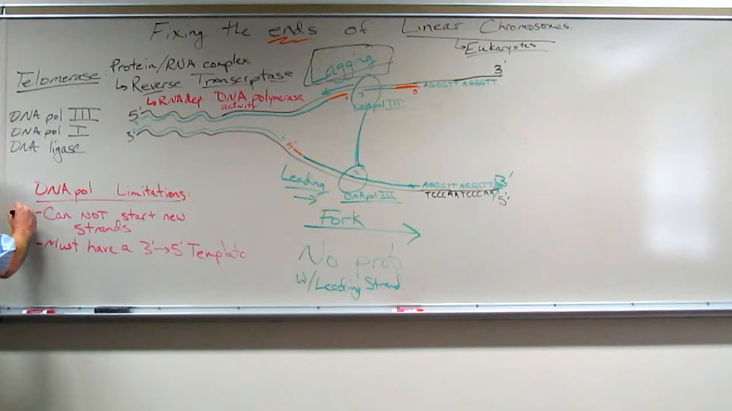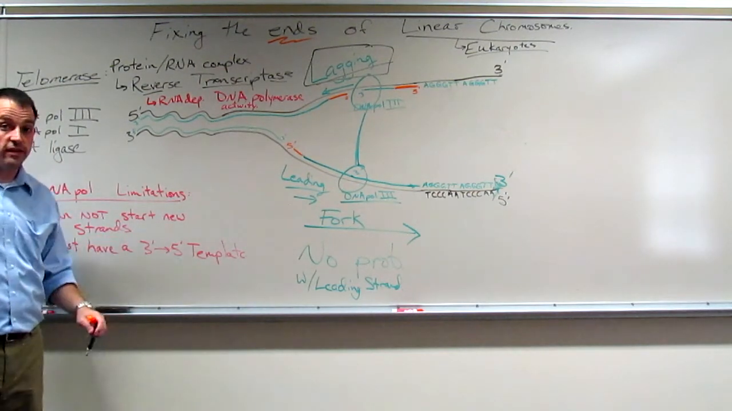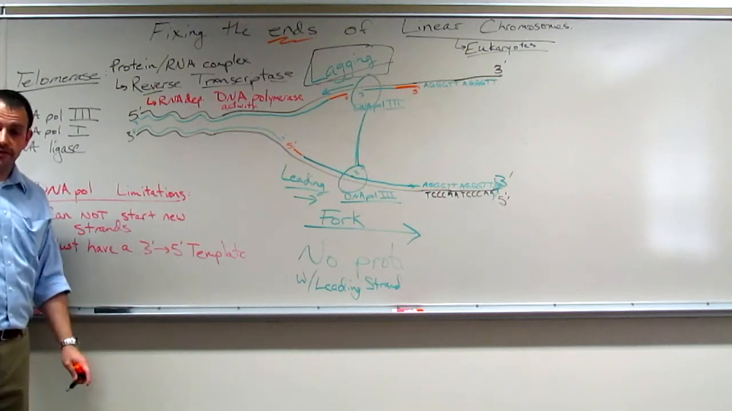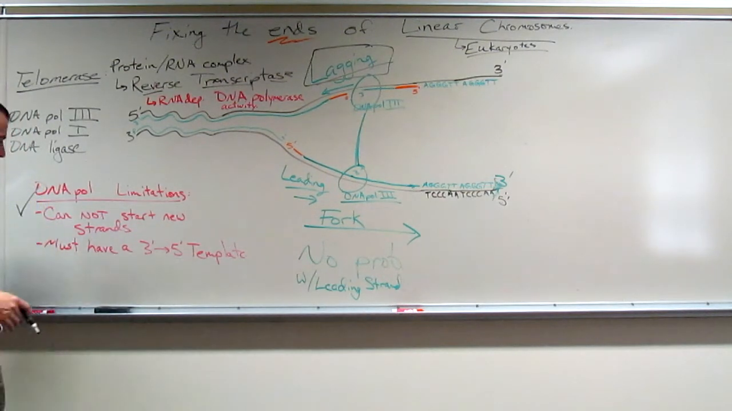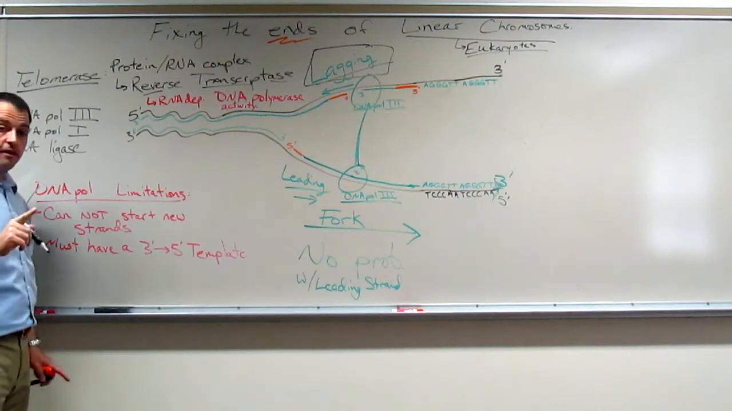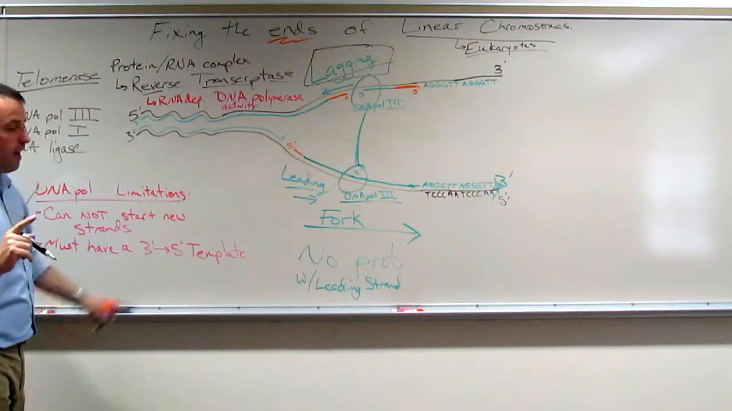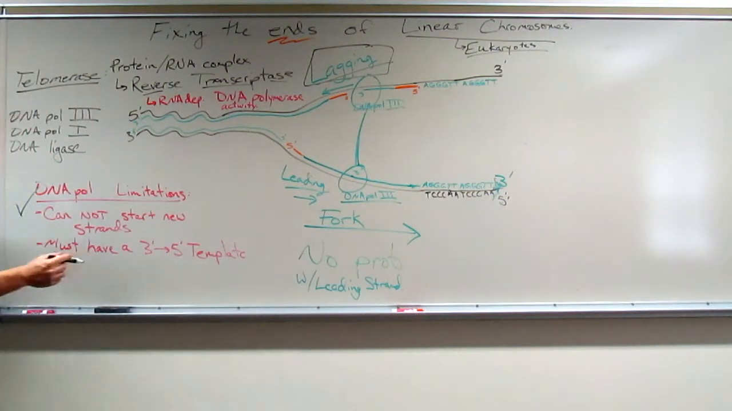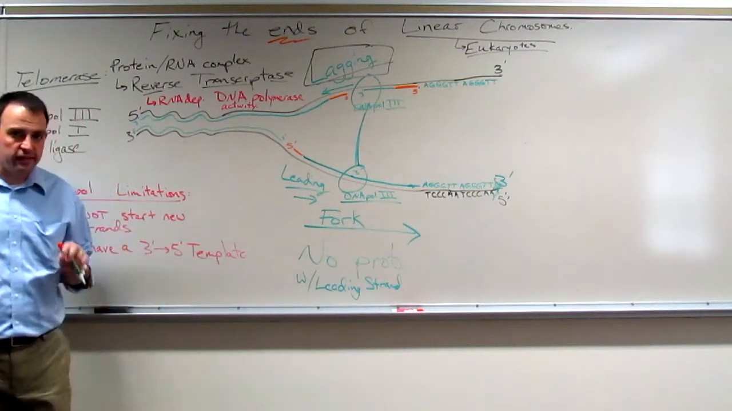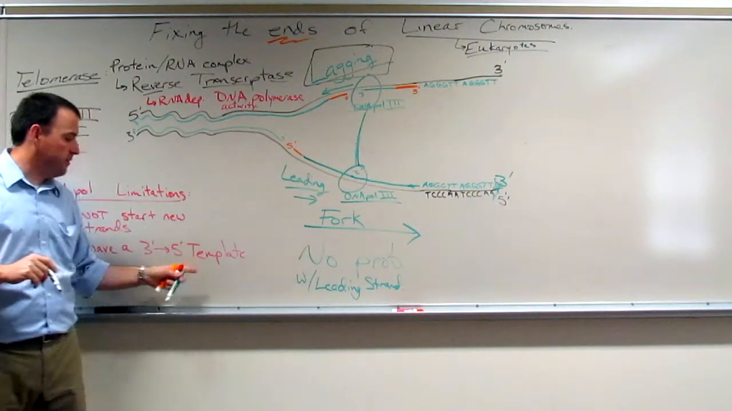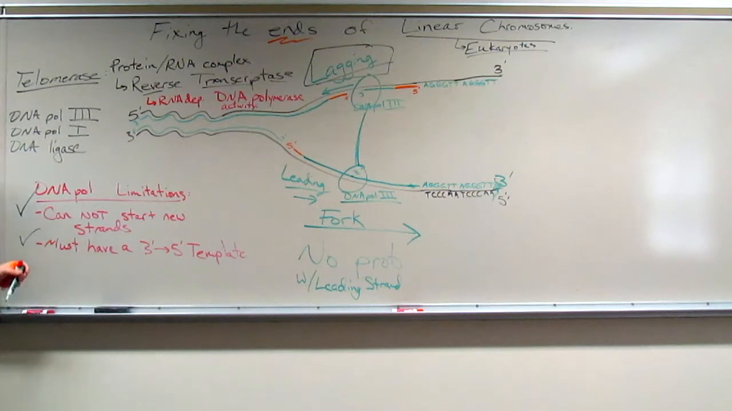DNA polymerase, you should already know, cannot start new strands. It can't start new chains of DNA. It never could, never can, and it never will. You know that from lab, from doing PCRs, you need primers. You know it from doing regular DNA synthesis inside of a replication fork, like we went over in the last video. You also know that DNA polymerase must have a 3' to 5' template. It doesn't randomly write nucleotides, it only writes nucleotides using its template. So these are our two main limitations of DNA polymerase that we care about.